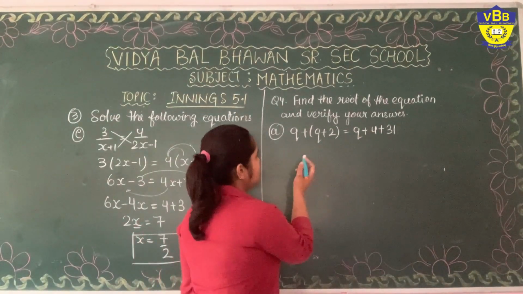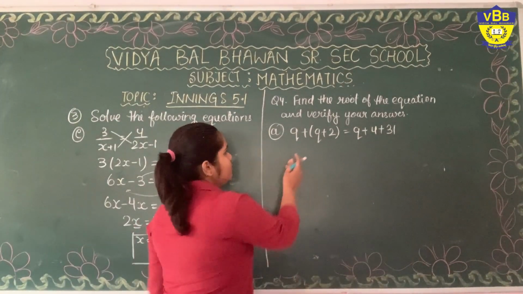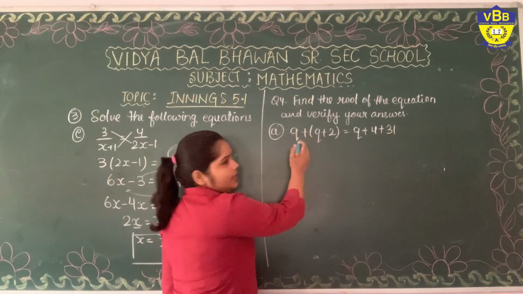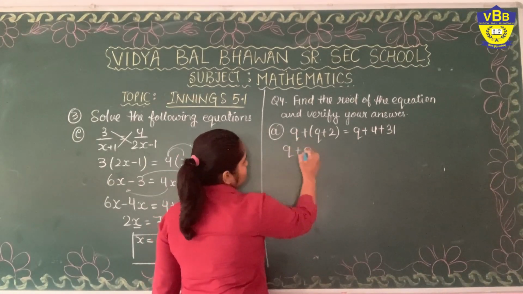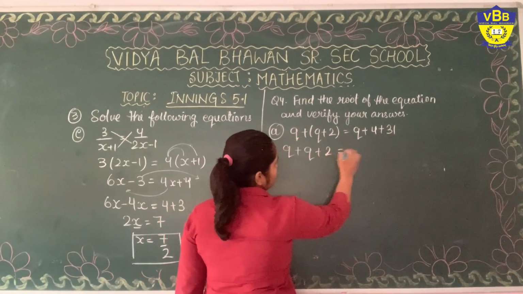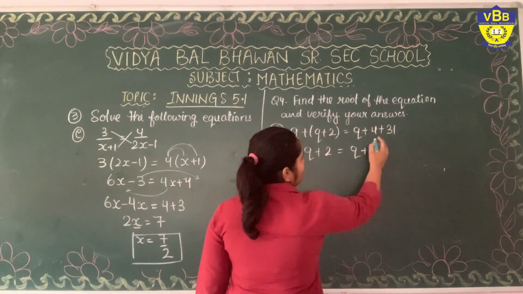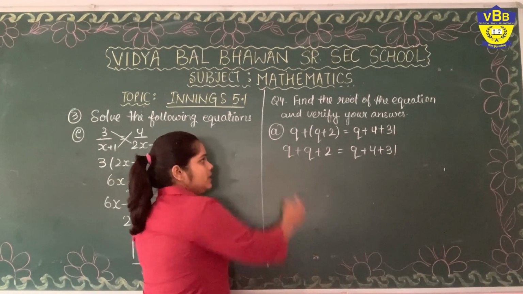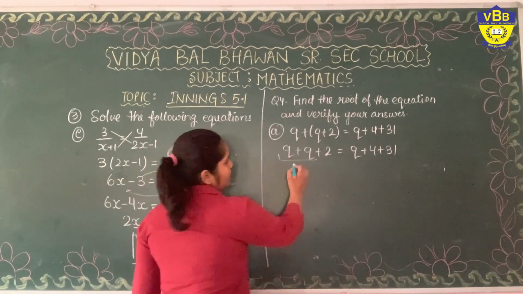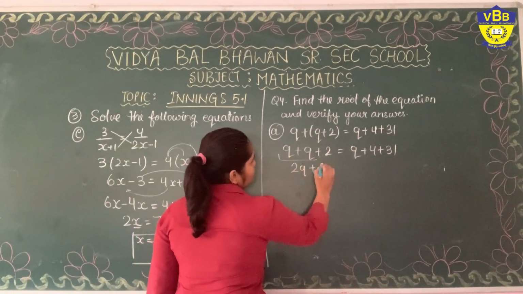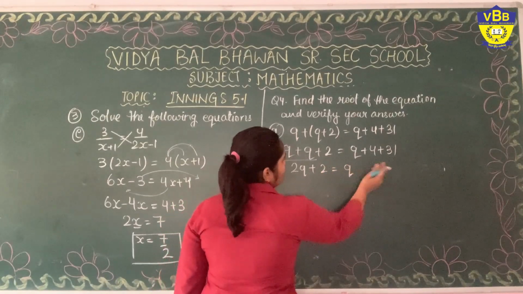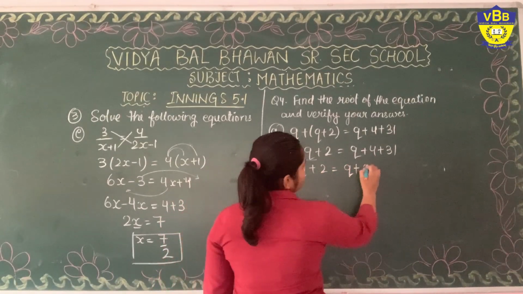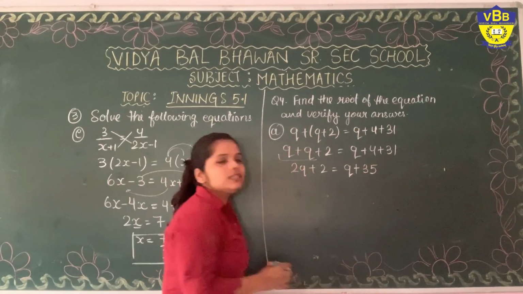So in this case, what we need to do is, first, open the bracket. This will become q plus 2. On the other side, q plus 4 plus 31. This q plus q will be added. It will become 2q. 2q plus 2 is equal to q plus, add these numbers, 4 plus 31 is 35.